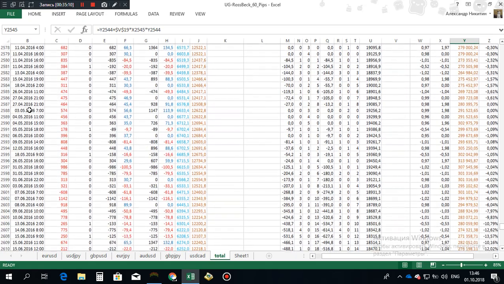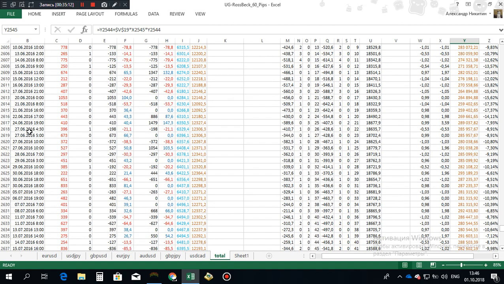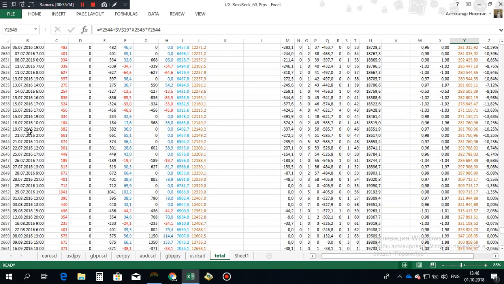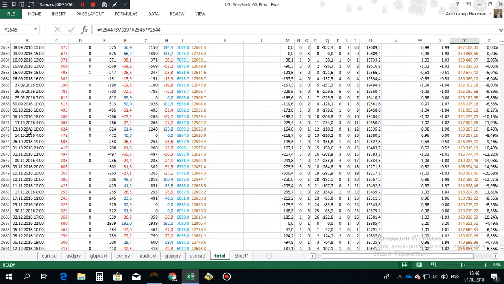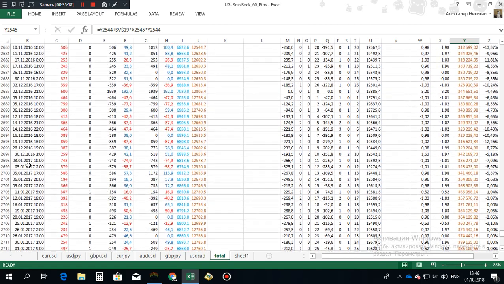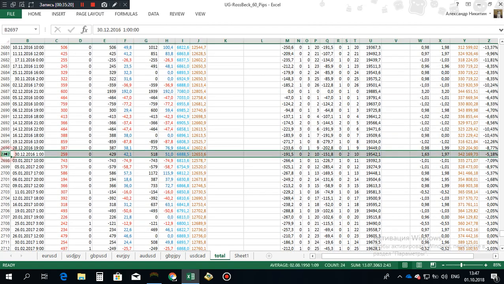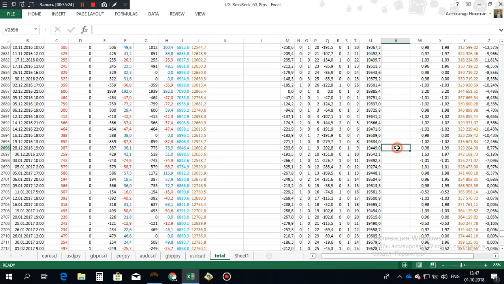Now let's go to 2017. So we go to 2017, and it will be the last year when we withdraw our money. Not the last one. So we withdraw in the end of 2016, and then we will withdraw one more time in the end of 2017.